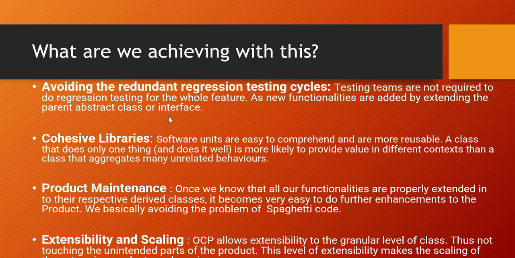So what are we achieving with the open-closed principle? First of all, avoiding redundant regression testing cycles. Because you are sure that whatever new features you introduce to your product come in the form of new classes by extending the existing classes. Thus there is no need to test the existing functionalities which are already working and fine. As I said, testing teams are not required to do regression testing for the whole feature itself, as new functionalities are added by extending the parent abstract classes.